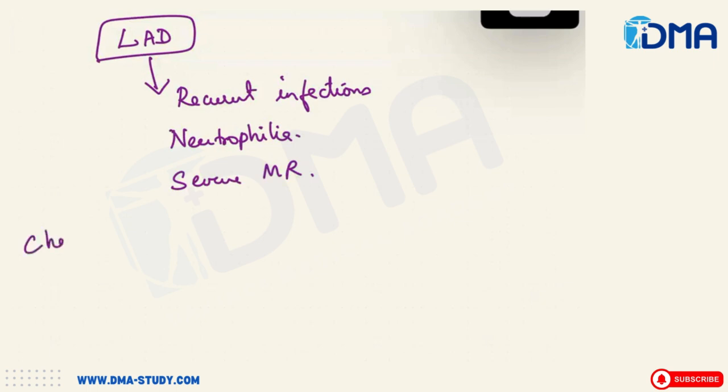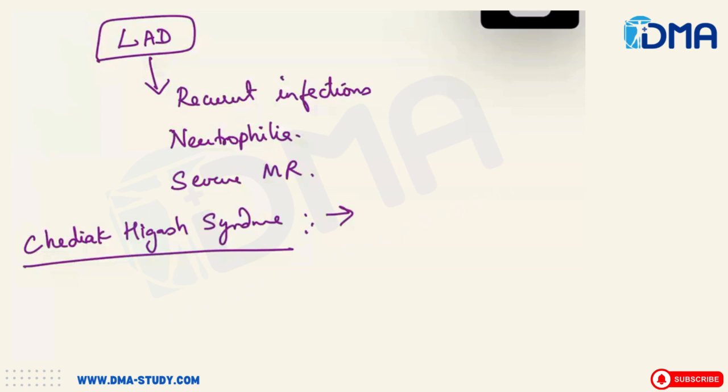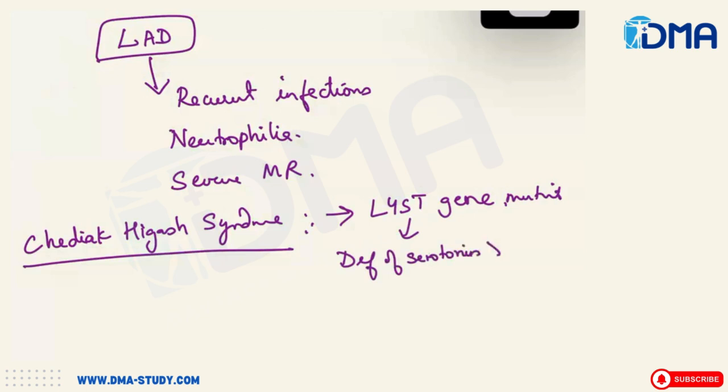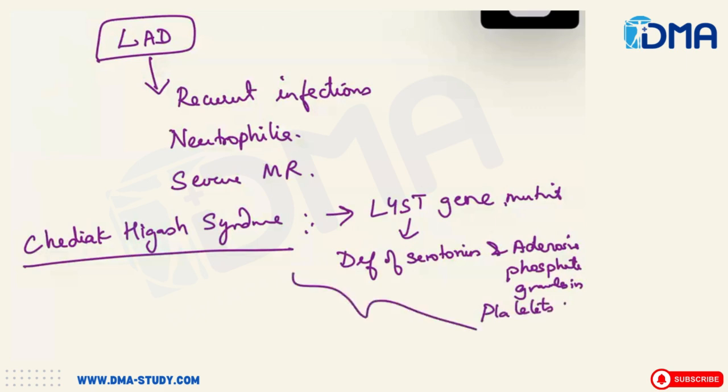There is something called Chediak-Higashi disease. This is mainly because of a defect in the chemical mediators. It is mainly because of a mutation in the LYST gene. Because of this LYST gene mutation, there will be a deficiency of, not histamine, it's serotonin, and adenosine phosphate granules in the platelets. So these patients will have platelet problems also.